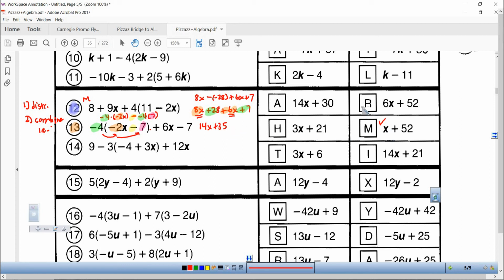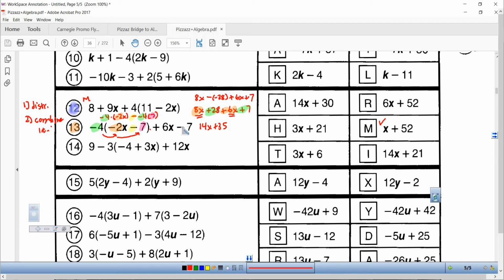Then I'm going to look over here and say, wait, is it here? 14x plus, it's not here. I've got 14x plus 35. I must have made a mistake here somewhere. Well, let's take a look and see where my mistake was. Oh, I see my mistake right here.